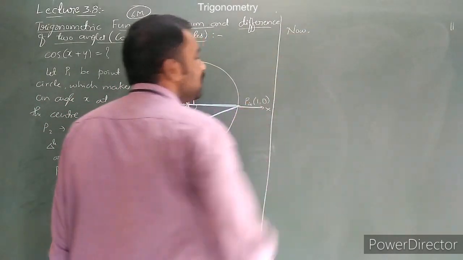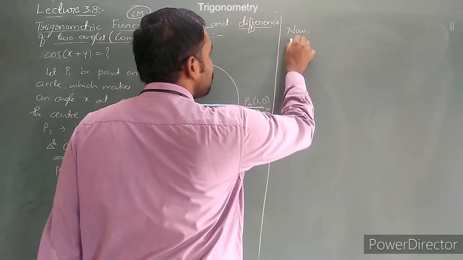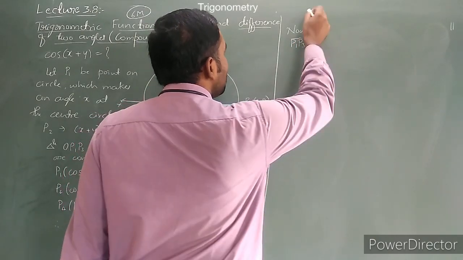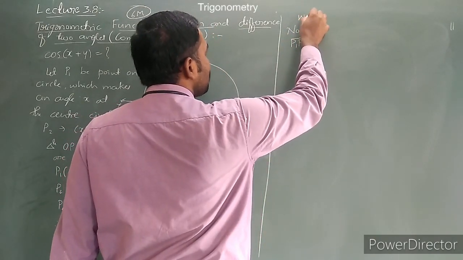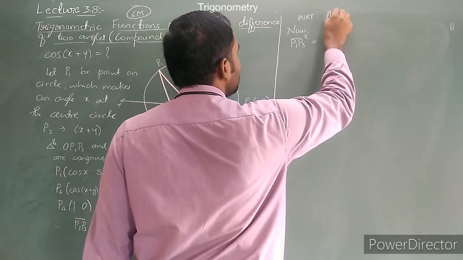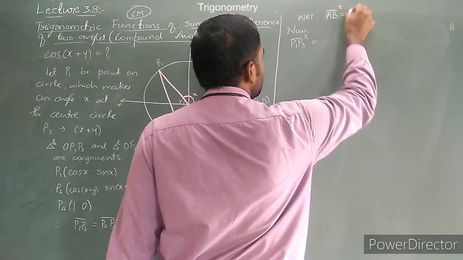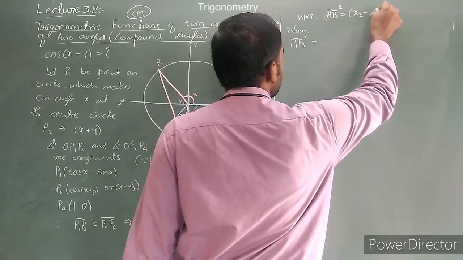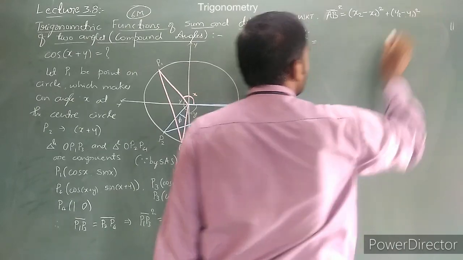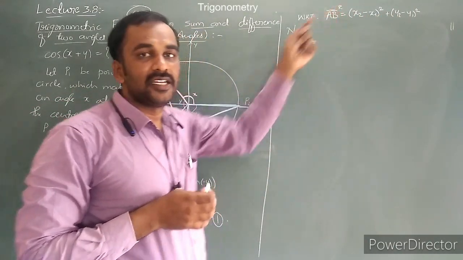Now I am going to write. What is P1 P3? P1 P3 whole square, by the distance formula. So what is the distance formula? I am going to write the distance formula. We know that the distance between the points A and B is the square root of x2 minus x1 whole square plus y2 minus y1 whole square. Instead of writing under the square root, on the left-hand side I have just written a square.